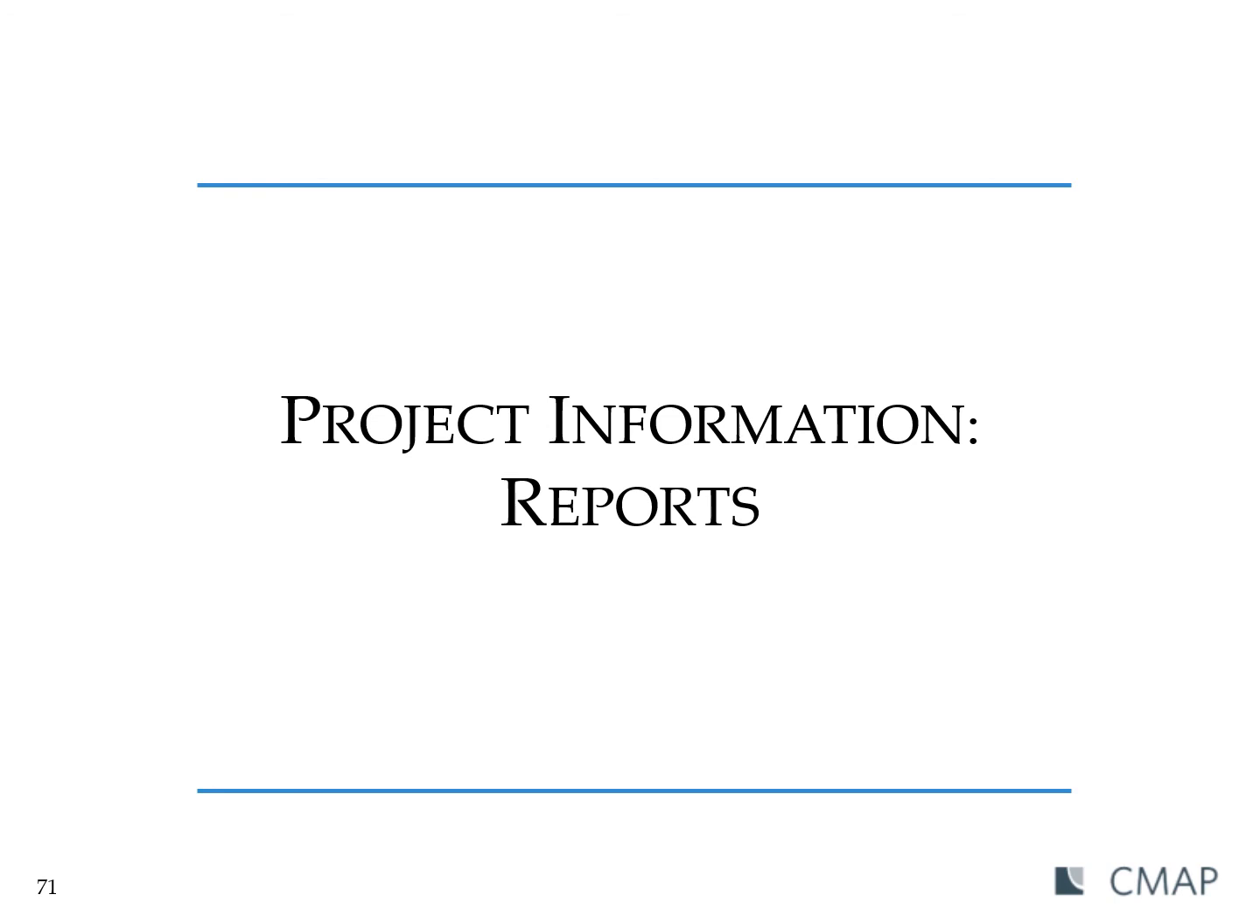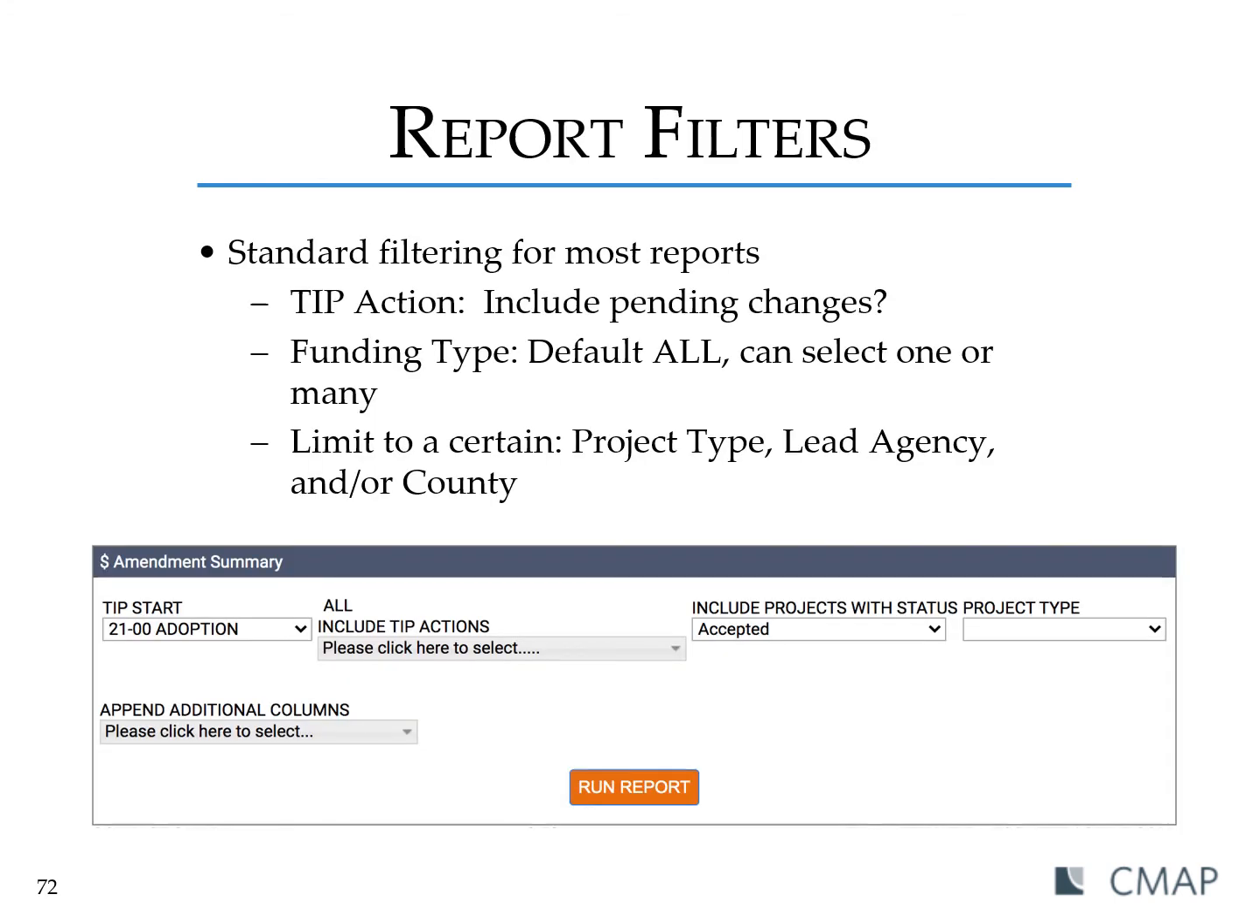So we're just going to run through some of the report options available in the eTIP to wrap things up today. Most reports require users to make a set of selections to set the parameters for the report. This is just one example here. Some reports have additional filtering options. Standard filtering for most reports is tip action, funding type, and then the ability to limit it to a certain project type, lead agency, and/or county. And then you'll notice that the name of the report is shown in the top left corner.